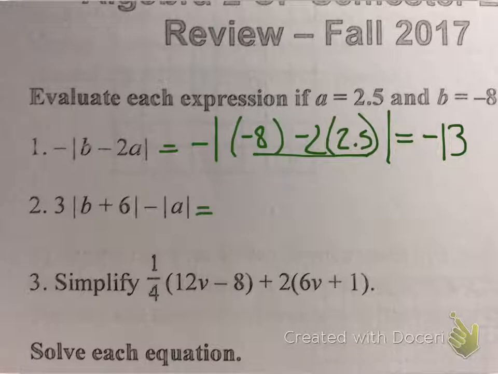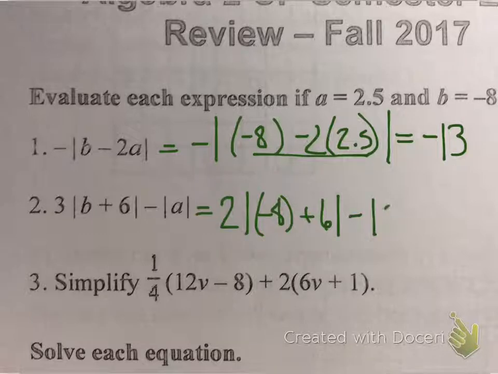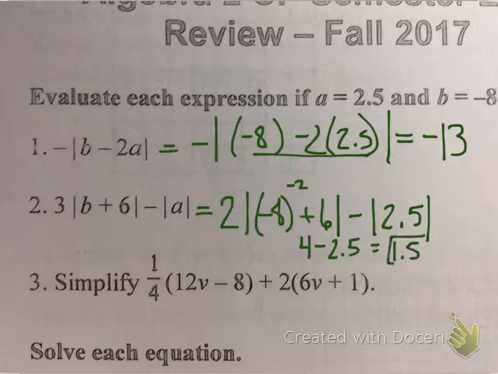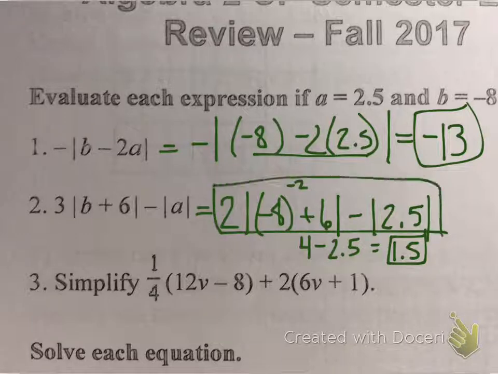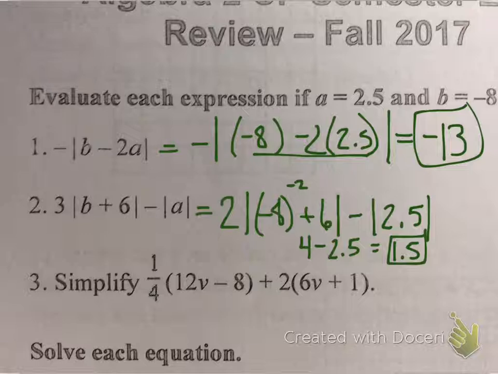For number 2, I've got 2 times the absolute value of -8 plus 6, minus the absolute value of 2.5. So this would be -2, but the absolute value of that becomes +2. 2 times 2 is 4. So I end up with 4 minus 2.5, which is 1.5. Again, you should be able to type all of this into the calculator and get an answer.